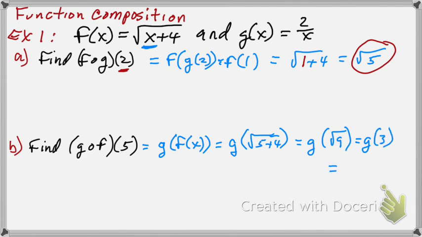If I send a 3 to g as input, I'm getting that. Now notice these two things are not the same. So the order matters greatly.